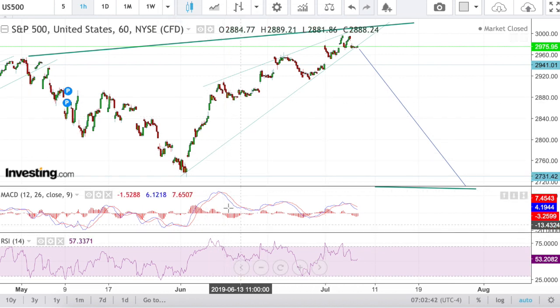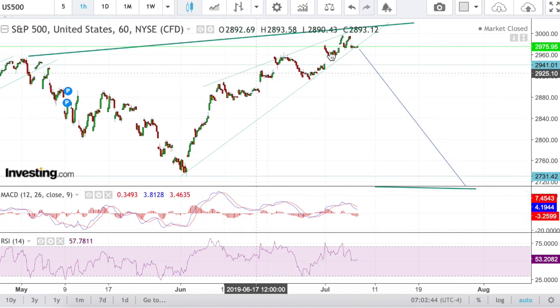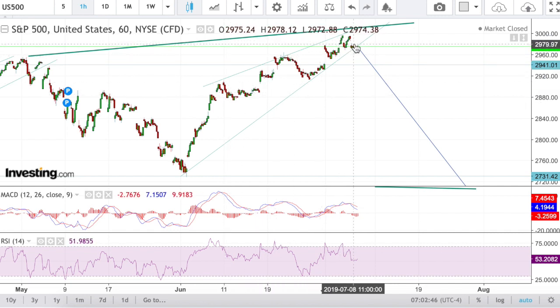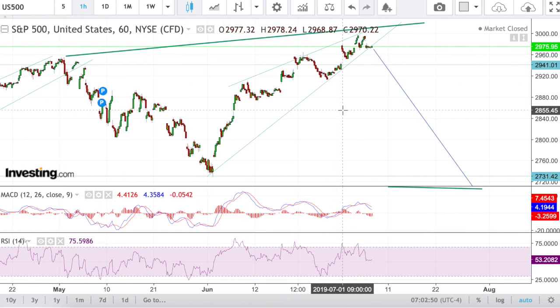Now, what else do I see on the hourly charts? I also see, obviously, divergence that's accompanied with this price contraction. So, nothing new here. Basically more of the same, just on the hourly chart.